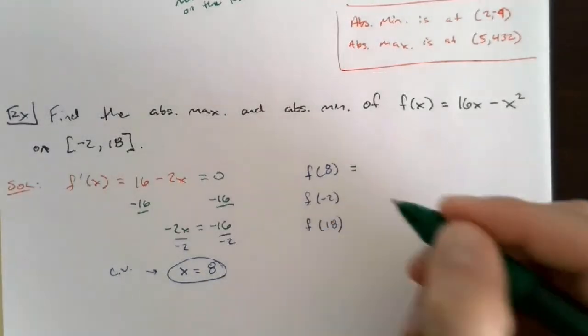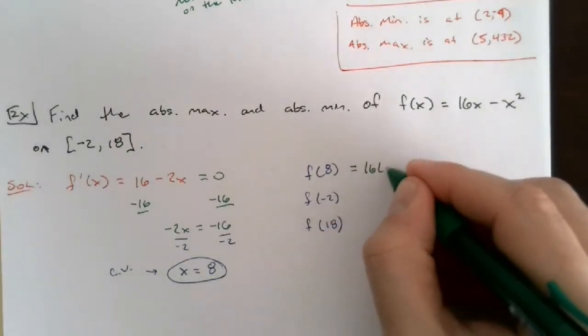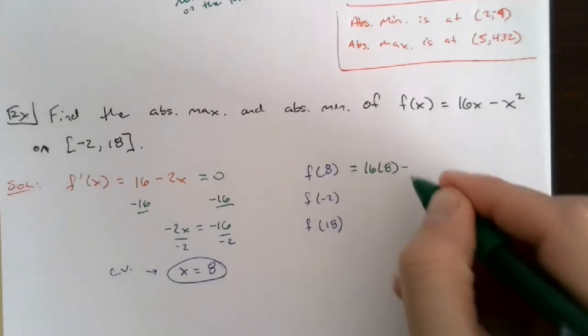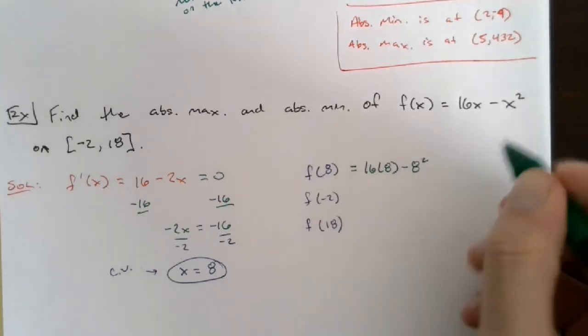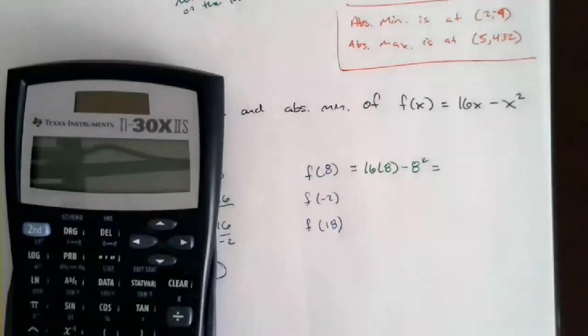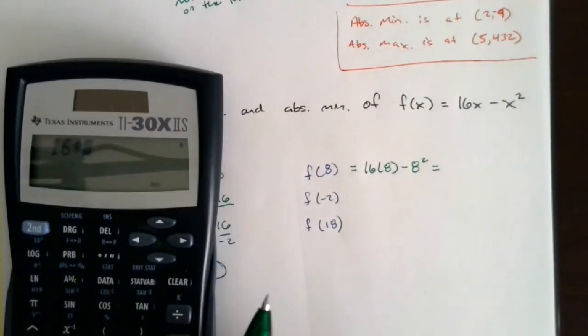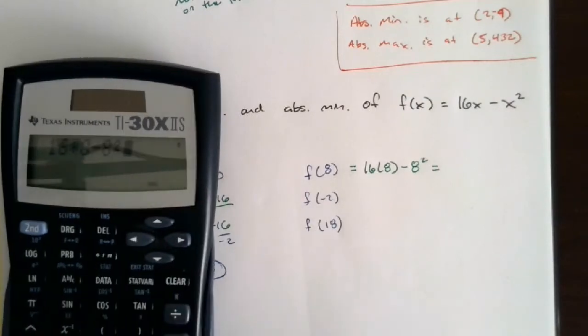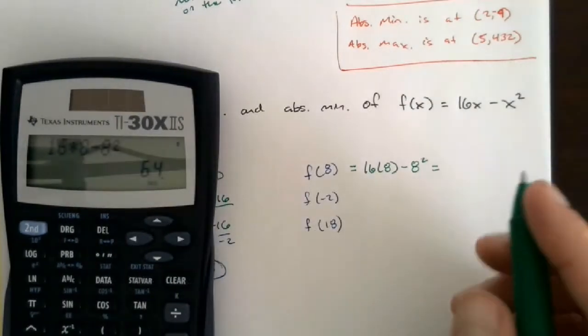So when we do that, we substitute in f of 8. This will be 16 times 8 minus 8 squared, right? Substituting into the function up here. And taking a look at that, we have 16 times 8 minus 8 squared. That gives us 64.